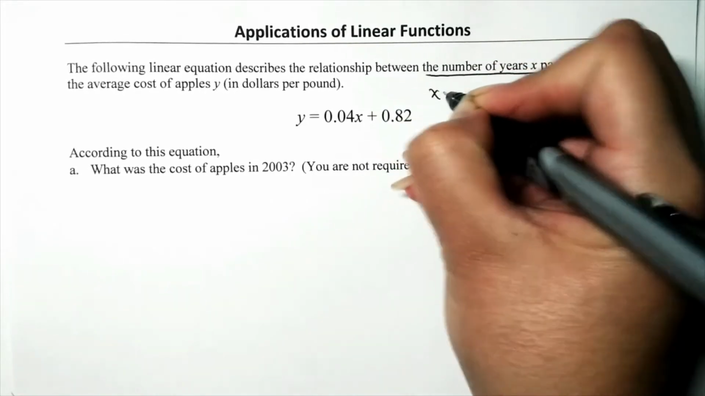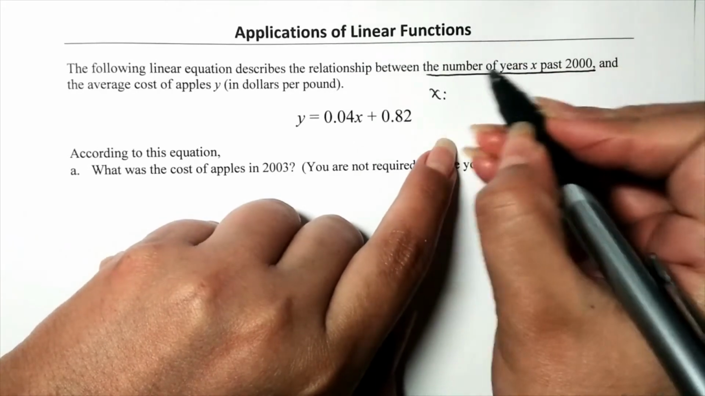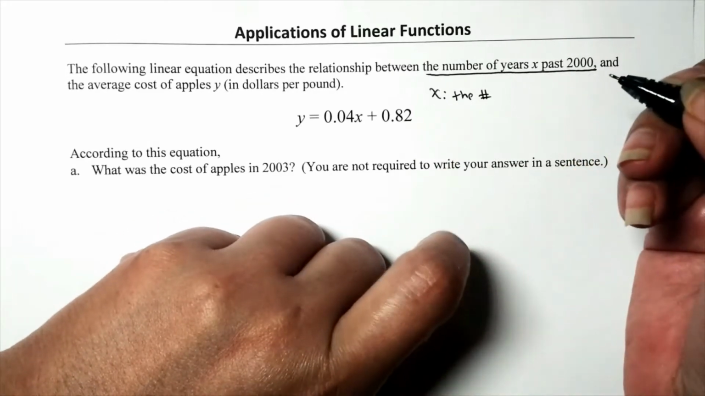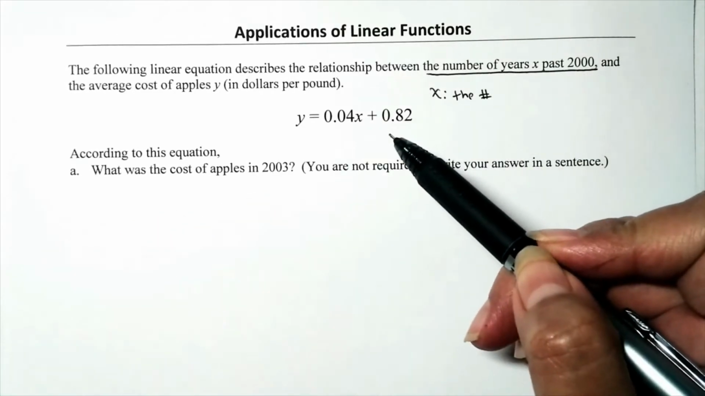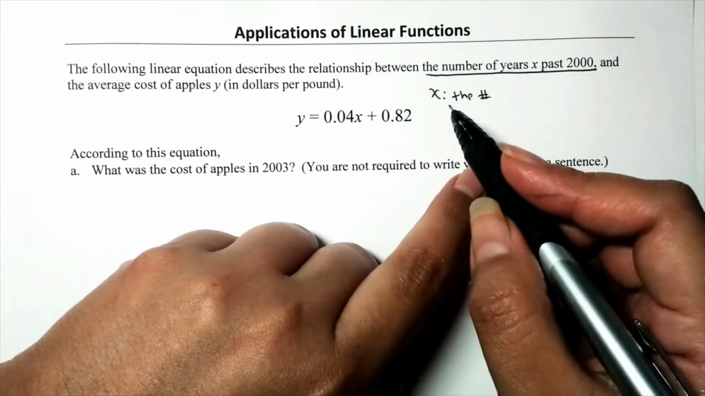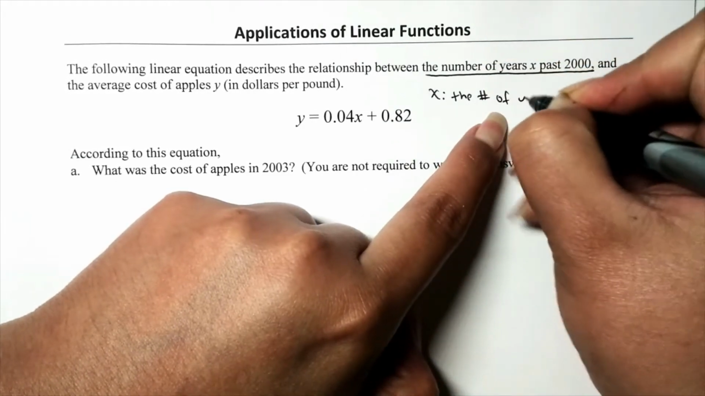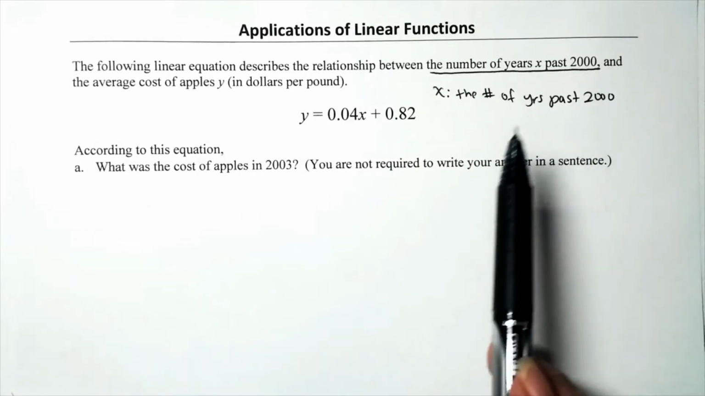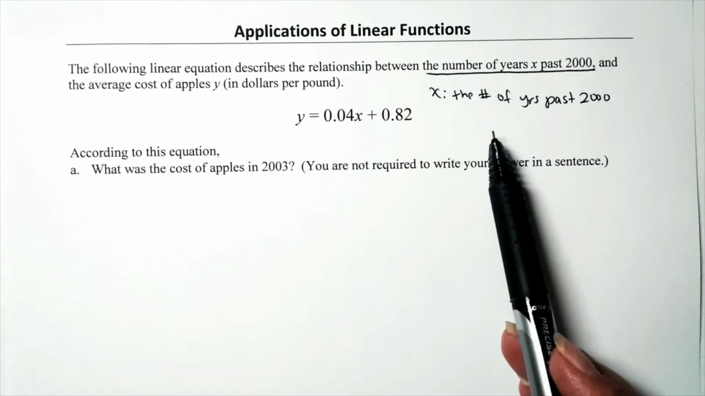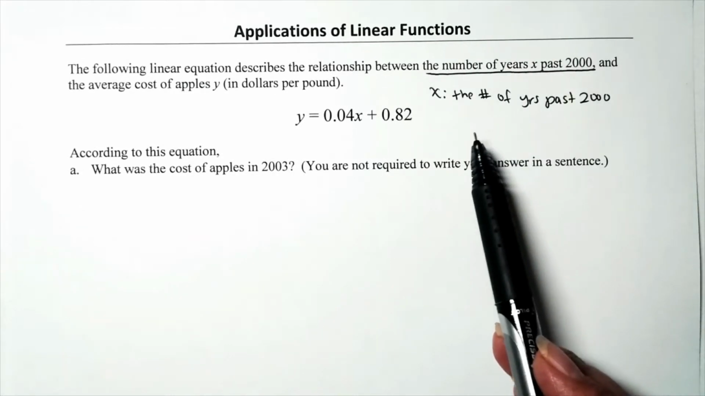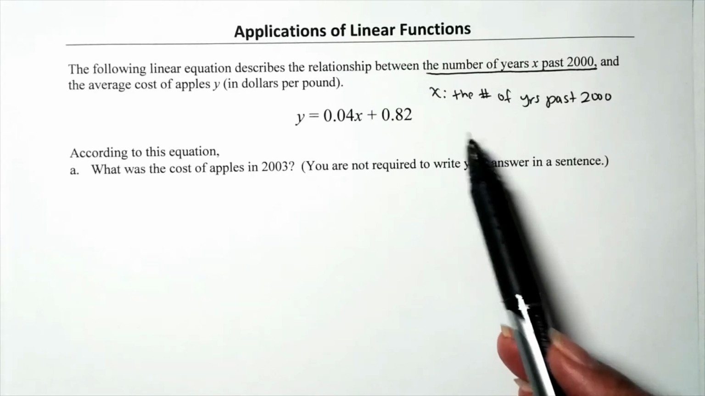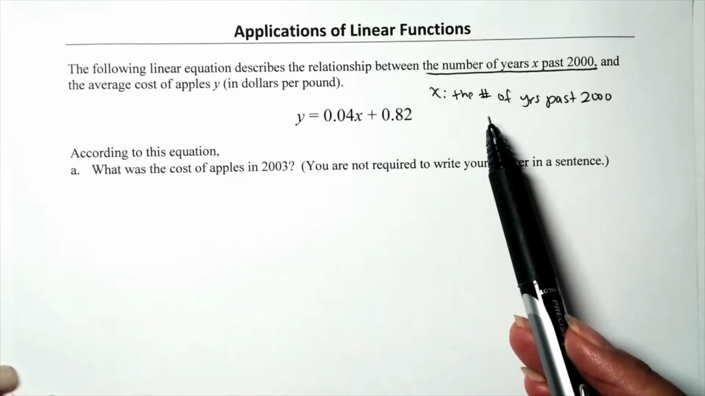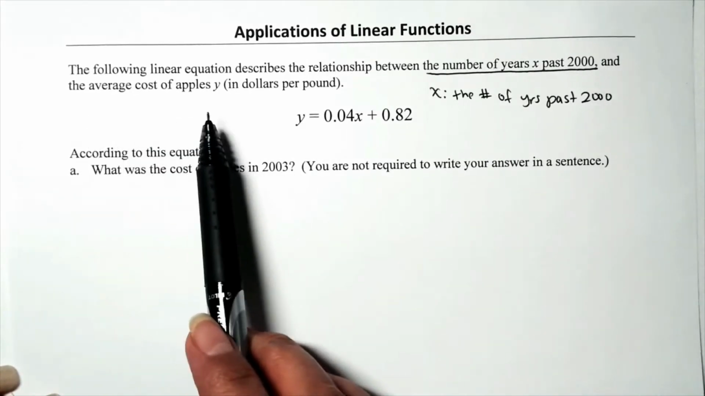So let me go ahead and speak to myself. So x represents the number of years. I'm just gonna put the pound sign because I'm not defining the variable. We didn't introduce it, so we're not defining it. I'm just summarizing it. So x represents the number of years past 2000. Yes, I can read it, but there's something about us writing that makes it click. So when I look at my notes, I'm like, what does x represent? Oh, it's the number of years past 2000. Cool. And the average cost of apples y in dollars per pound.